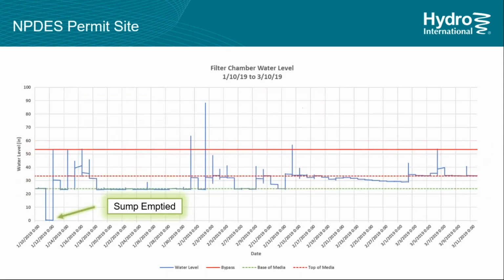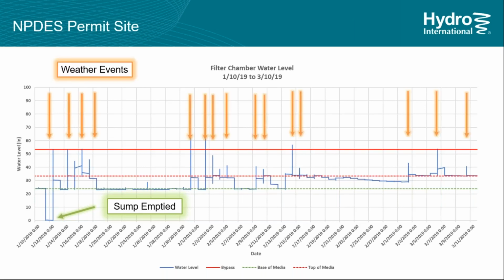Now, aside from the water elevation, we can tell you when it's low. That was a historical record of when service happened. We can also tell you when there were storm events based on peaks.